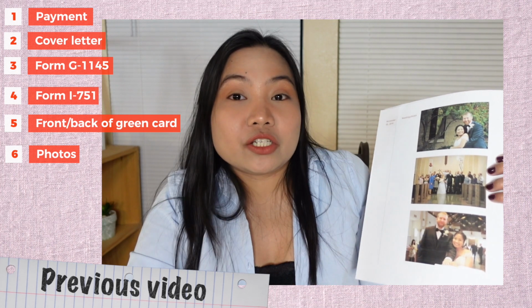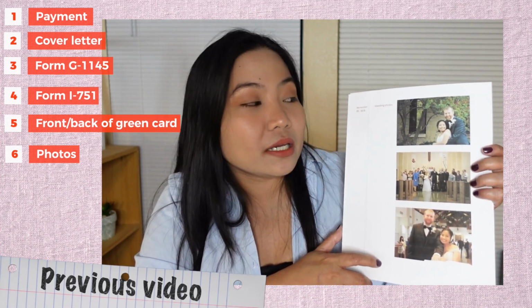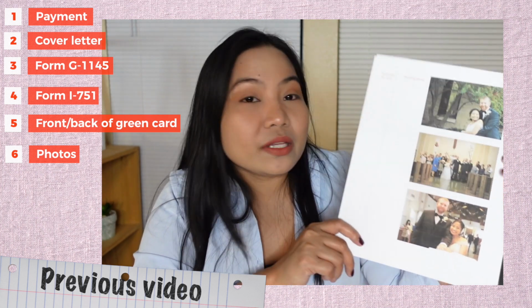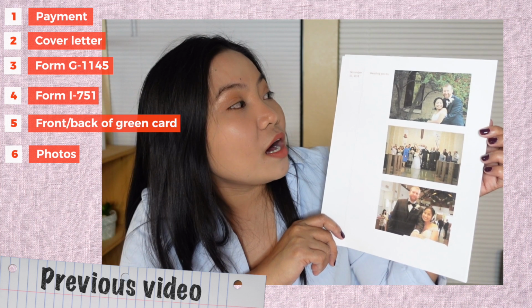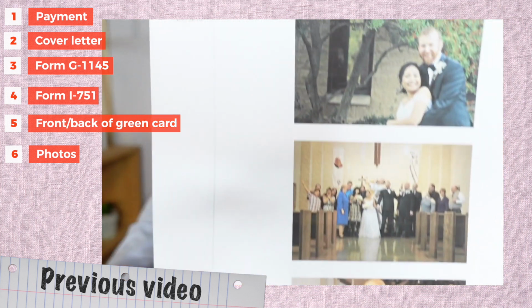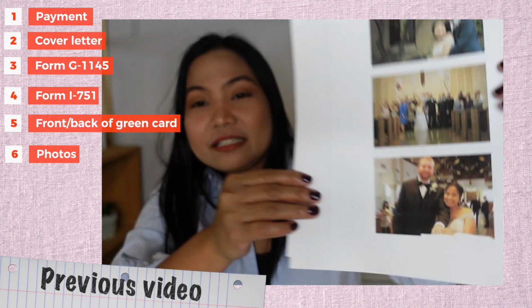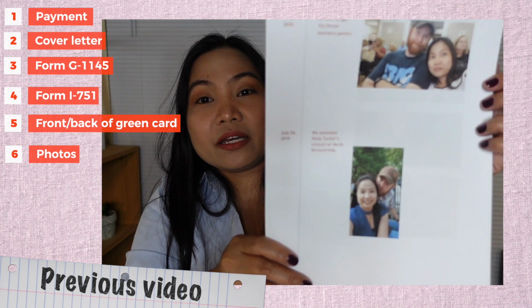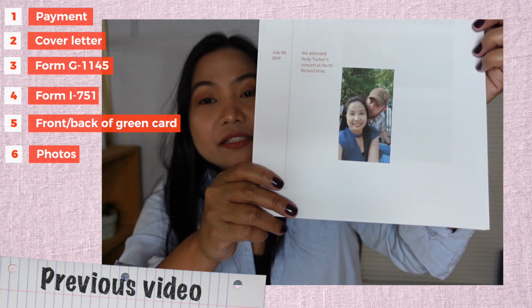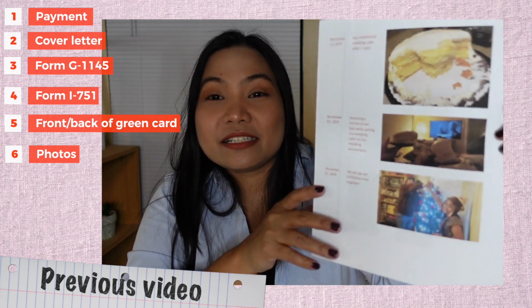But on the photos, there are some applicants who use real photos that they printed out. On my end, what I did is I printed on bond paper or short-size paper, put the pictures there, and then put the dates and details on when each was taken. All right, so it's up to you. Either way works, but that's how I did mine.